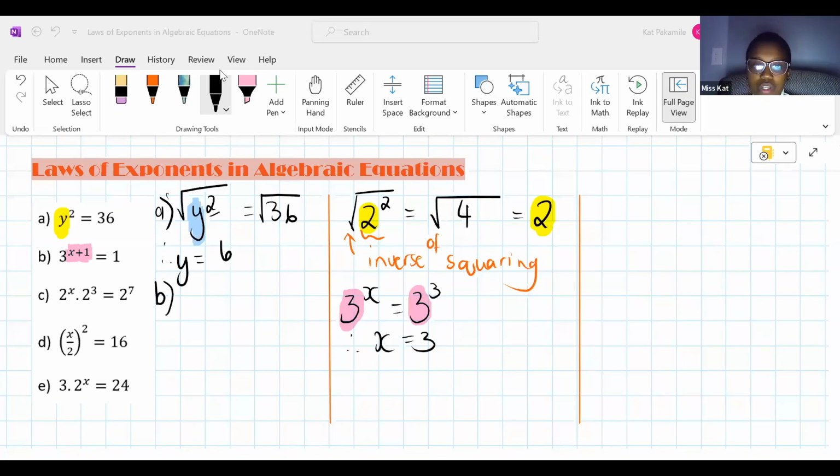How are we going to turn it to the power of 3? Nope, guys. Remember, I said we want a base of 3, so it can't be 1. We want a base of 3, not the exponent. We want the bases to be the same for the exponents to be the same.